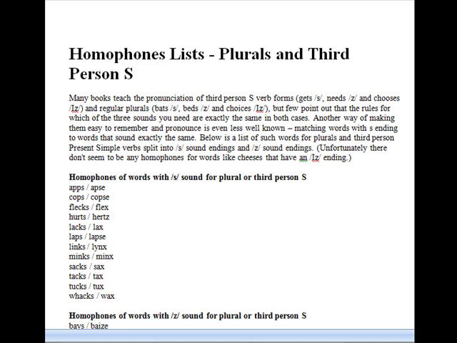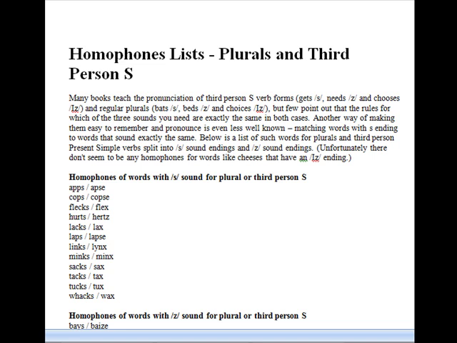Another way of making them easy to remember and pronounce is even less well known, matching words with the ending to words that sound exactly the same. Below is a list of such words for plurals and third person present simple verbs split into S sounds and Z sounds.